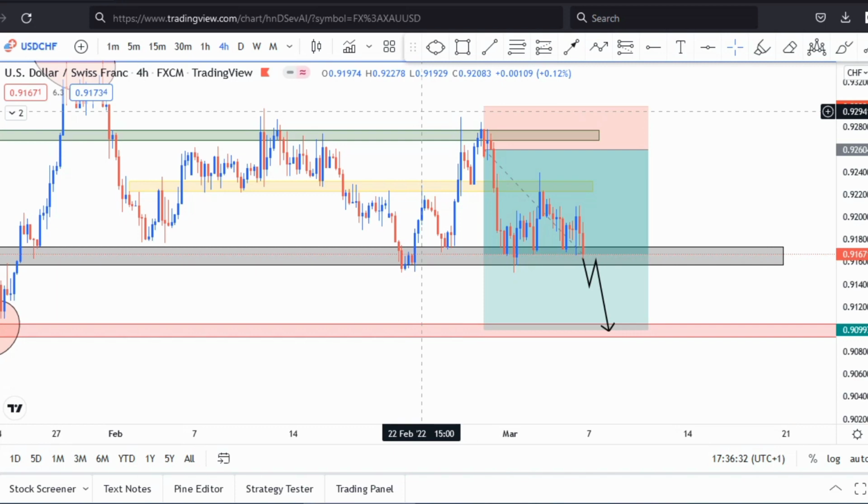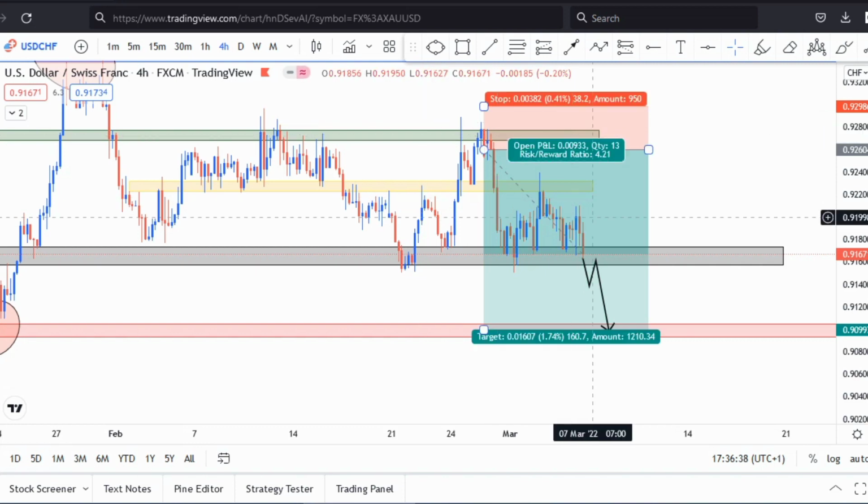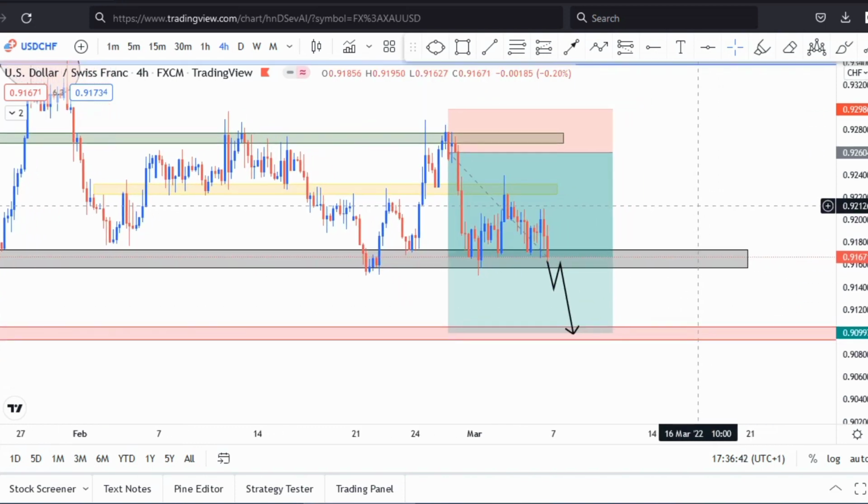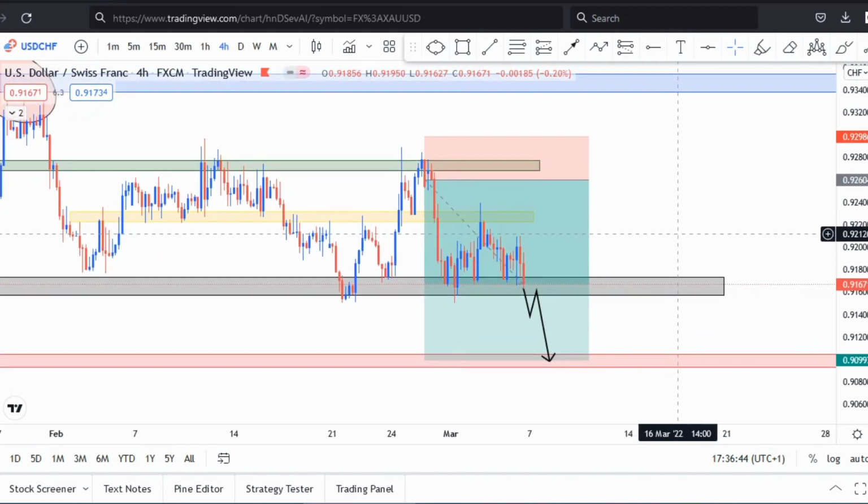So just like USD CAD, for USD Swiss franc I'm also bearish, and expecting price to continue its down move. So this has been my analysis for USD Swiss franc. Next, I'll be talking about my analysis for USD JPY.